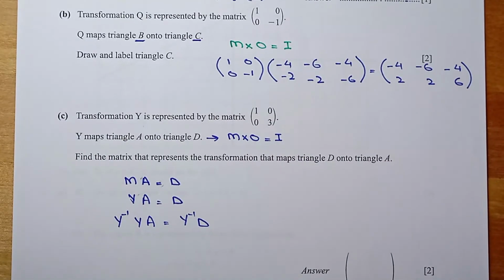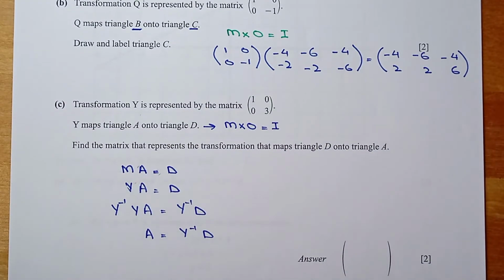Right, Y inverse is identity matrix, so A equals Y inverse D. So this matrix Y inverse maps triangle D onto triangle A. And what is Y inverse?